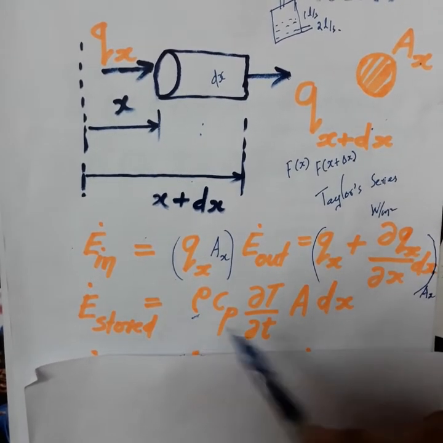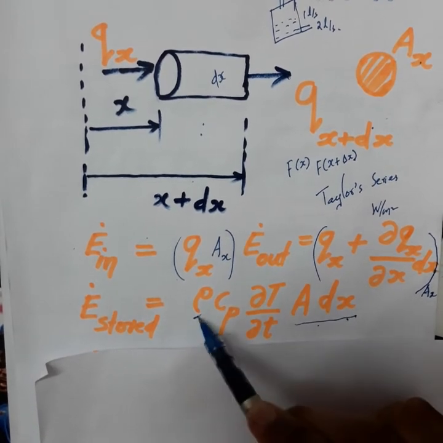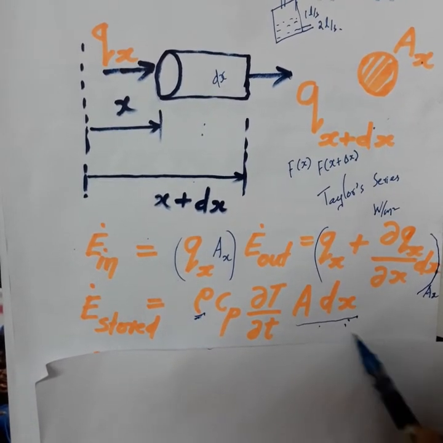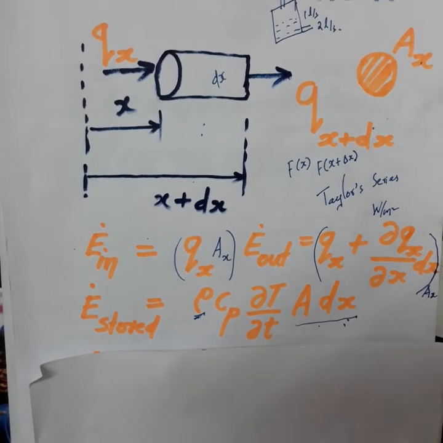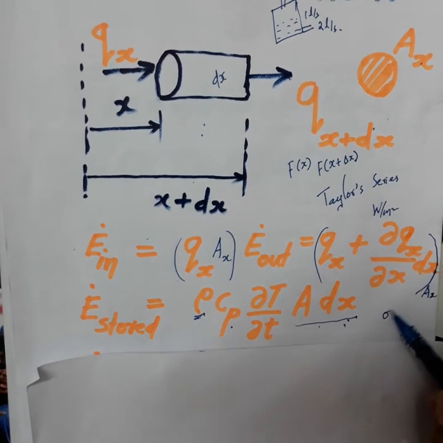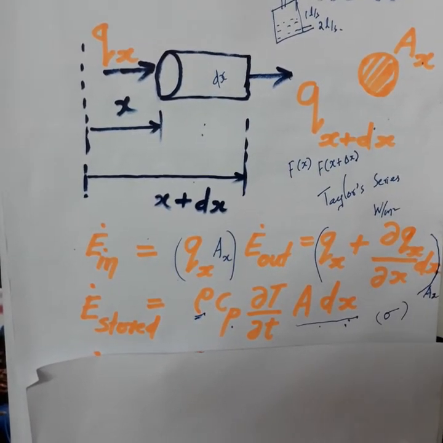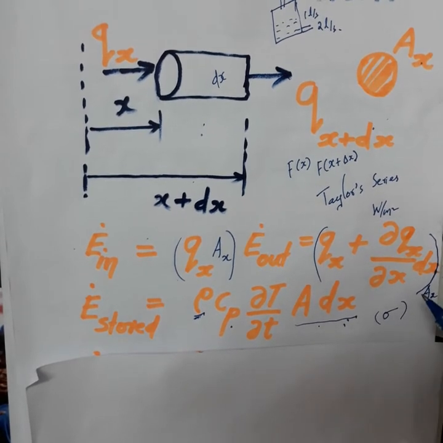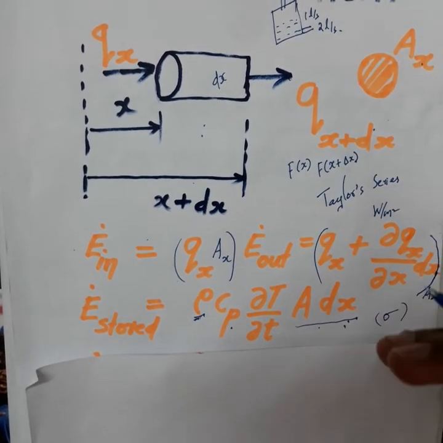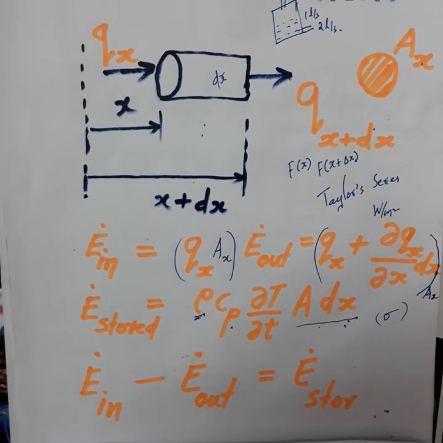Now the rate at which the energy is getting stored will be: rho is the density and A dx is the volume, so this will give you the mass, and Cp, or the gamma, is the specific heat capacity. So this will tell you the rate at which heat energy or thermal energy is getting stored in this particular object. Now, by common sense, this should hold true, right?